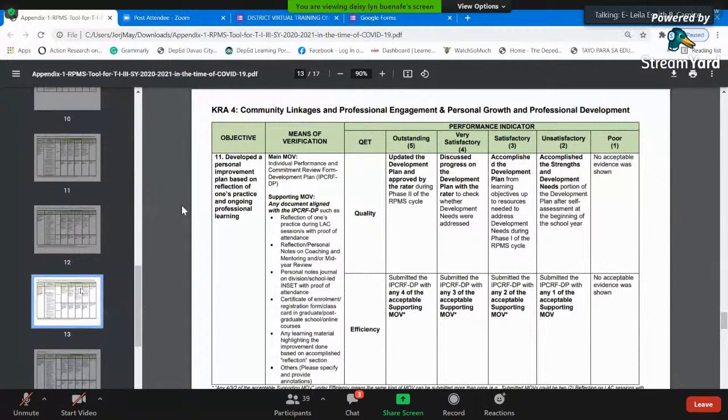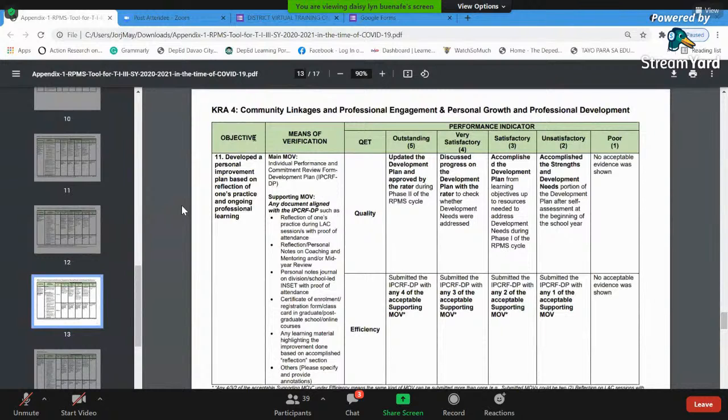Okay, means of verification: the IPCRF development plan, which is done during the time you did the ISAT. Did you do the ISAT, dear teachers? Yes, ma'am. After the ISAT, we make the development plan. So that is what the teacher needs: the development plan.